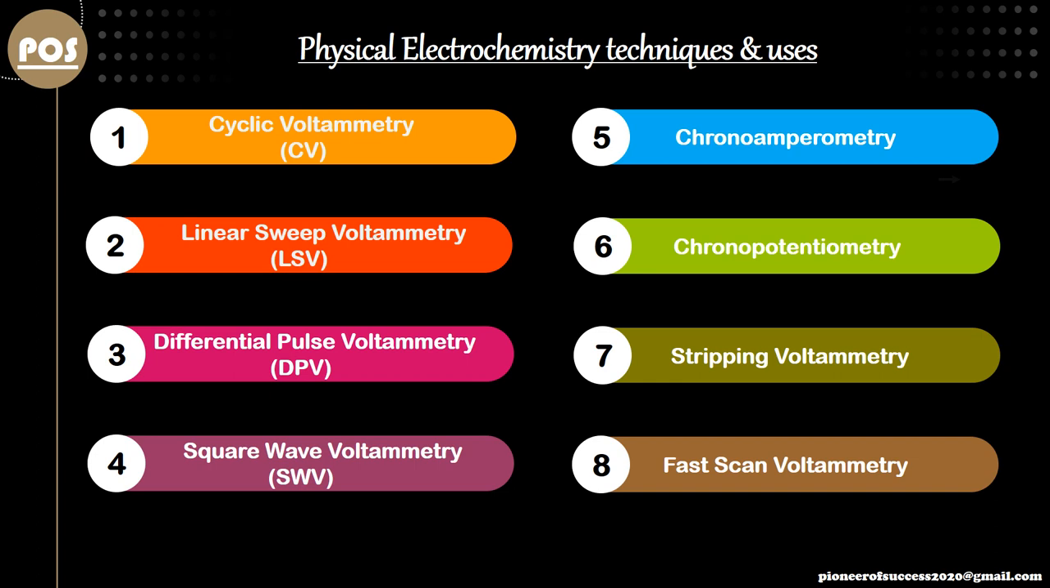So we have taken 8 different voltammetric principles. First is cyclic voltammetry. We have spoken a lot about it. You can look at our videos on cyclic voltammetry, and I hope these videos will help you. Then we have linear sweep voltammetry, differential pulse voltammetry, also called DPV, square wave voltammetry, also known as SWV, chronoamperometry, chronopotentiometry, stripping voltammetry, and fast scan voltammetry.